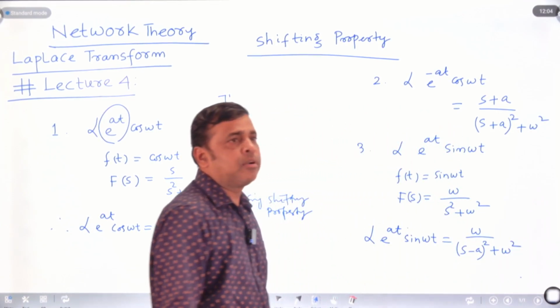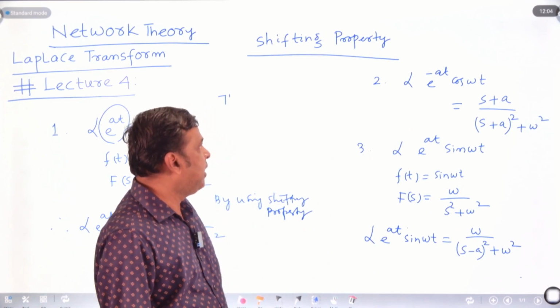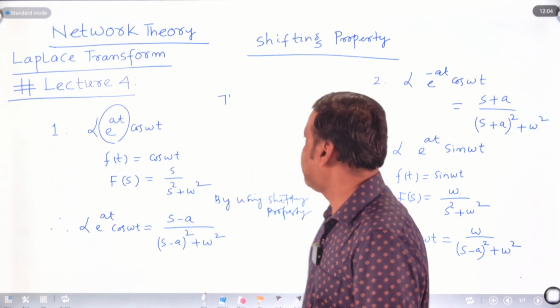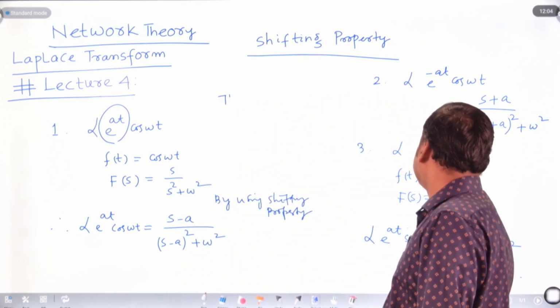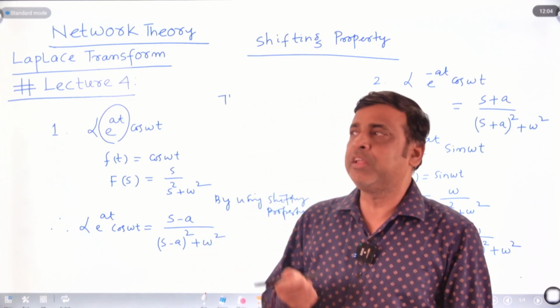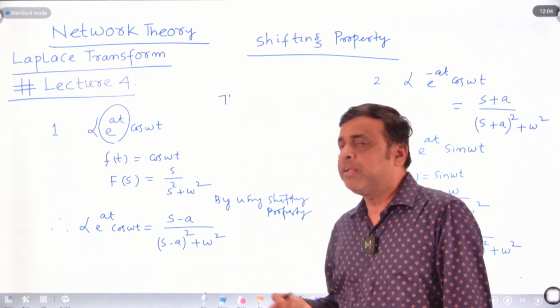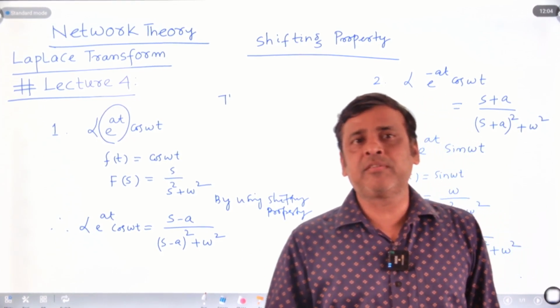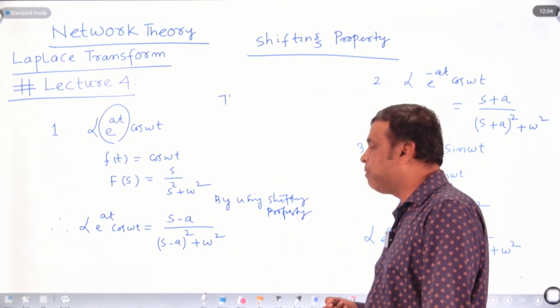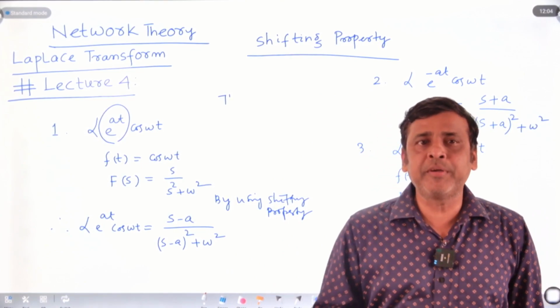So using the shifting property, we can find the Laplace transform of any function multiplied by an exponential. If e to the power at is multiplied with any function, f of s becomes f of s minus a. If e to the power minus at is multiplied, substitute f of s with f of s plus a.